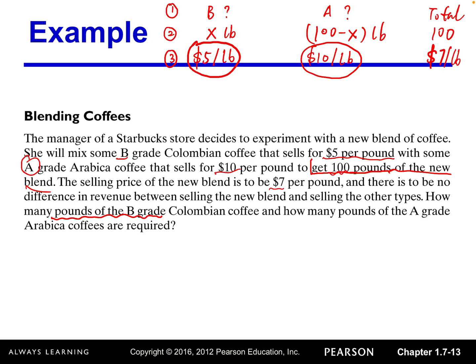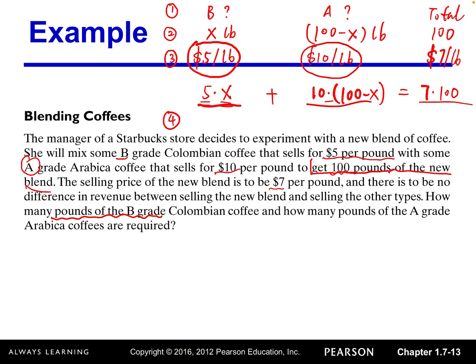So how to find the revenue generated by selling grade B Columbia coffee? You should use 5 times X: this is the unit price, this is the weight. What's the revenue by selling grade A coffee? We use the unit price, $10 per pound, times the pounds of grade A coffee, which is 100 minus X. And these two added together should equal the revenue from selling the new blend, which sells $7 per pound, and in total has 100 pounds. So we identify the model from the problem.